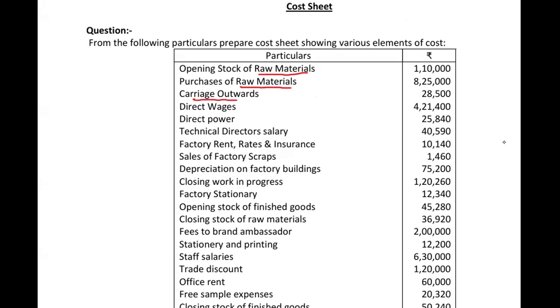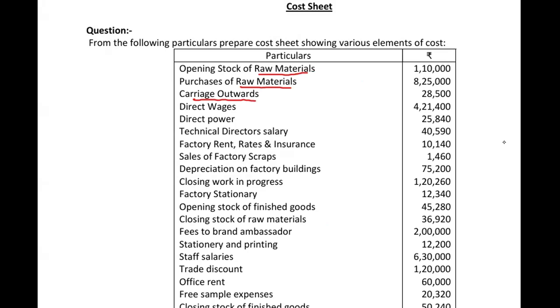Carriage outward. Outward means what? These are goods which are taken out of the factories for selling. That expenditure is called carriage outward. It is not carriage inward. Carriage inward means it is on purchase, so it will be coming under the raw material purchase. But carriage outward means the sales part. It will be coming under selling and distribution overheads.